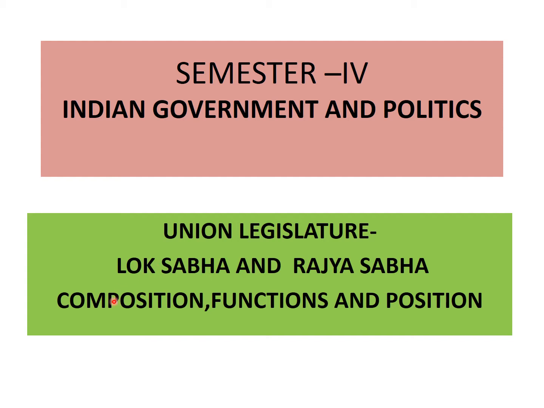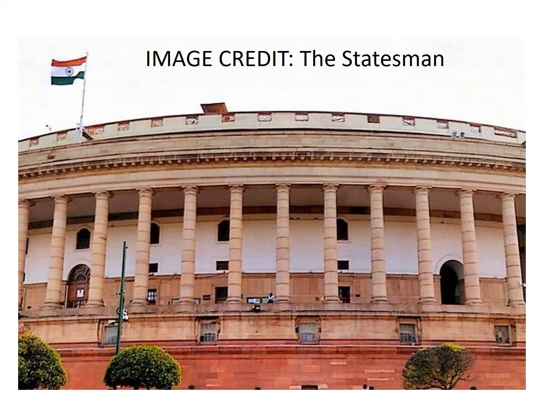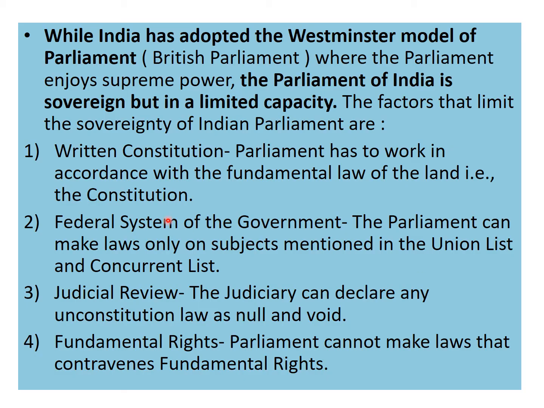So we'll be dealing with how many members they have, what functions they perform, and what is the position of each individually. To begin with, this is the image of our Indian Parliament. Now, India has adopted the parliamentary form of government from the British Parliament, the term Westminster model. Westminster is the name of the place where the parliament is situated. So the British Parliament is popularly known as the Westminster model.